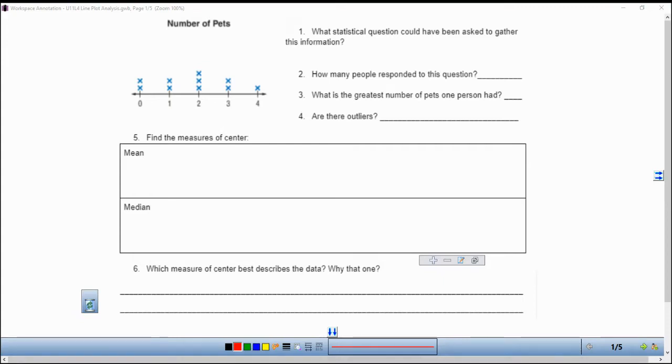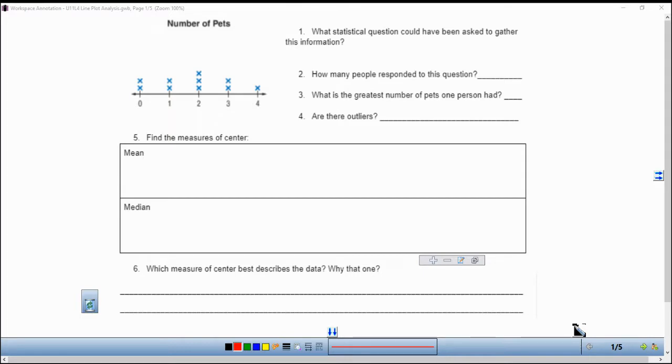Okie dokes, we're going to be on page 12 of the statistics packet. Should be page 12. If it's not, what you're going to look for is the page with the number line on it, or line plot on it that has number of pets on the top. Number of pets. So what we're going to do today is the last couple days we've created line plots.